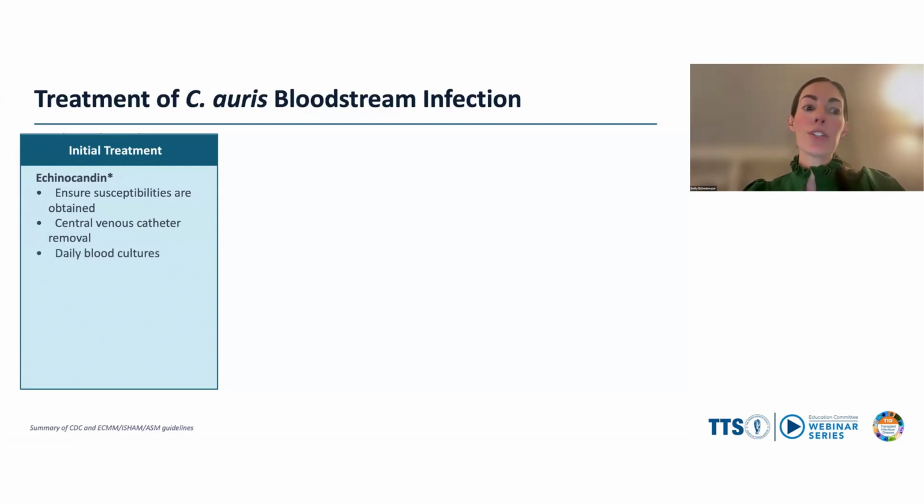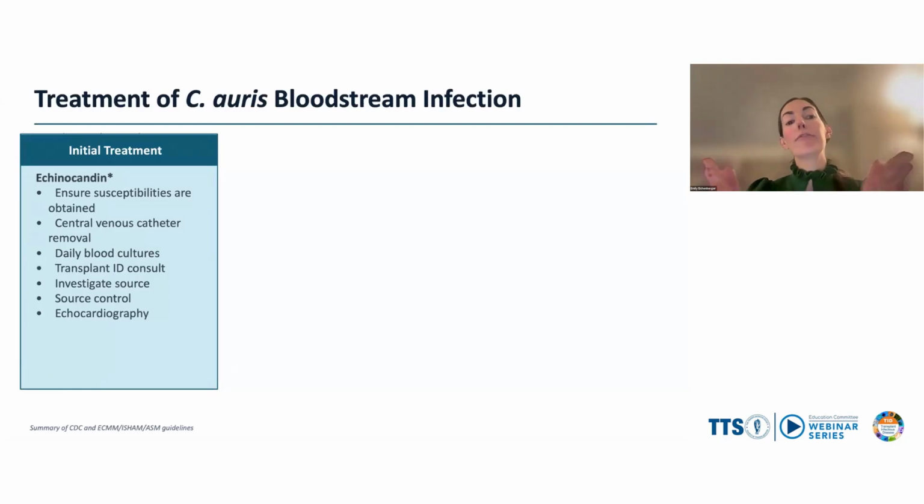Daily blood cultures are important to understand whether we are dealing with a persistent fungemia or whether we have eradicated it quickly. Transplant infectious disease should be involved in the care of these patients, and it's important to understand where the Candida came from and to obtain source control whenever and wherever possible. The guidelines don't recommend echocardiography for everyone right off the bat, but they do indicate that it's important to obtain an echo for those who have persistent fungemia, for those with risk factors for endocarditis, and for those who have any sort of physical exam features that are suggestive of metastatic infection or endocarditis.